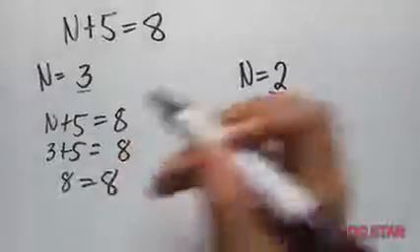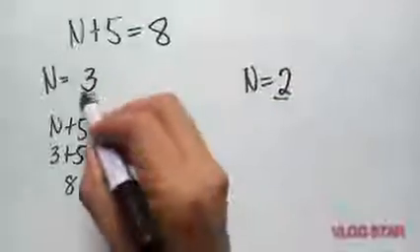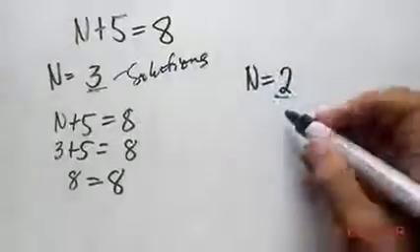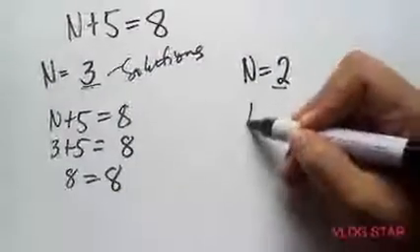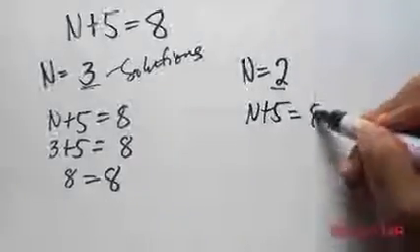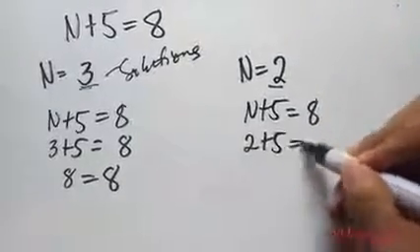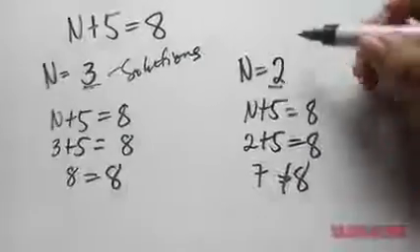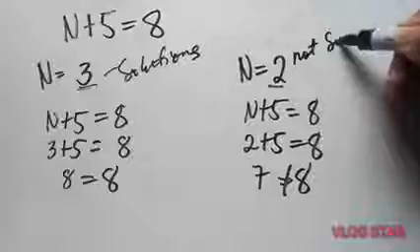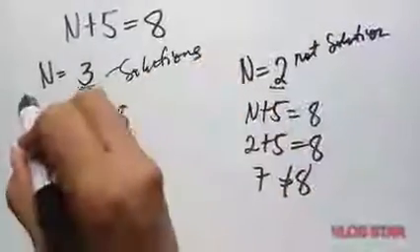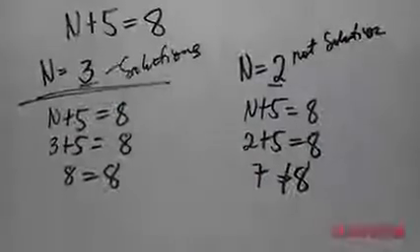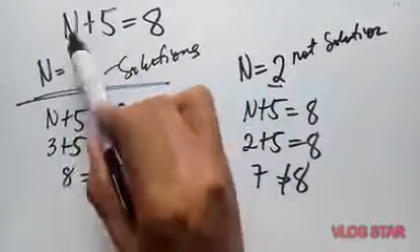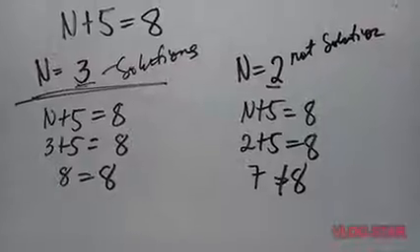8 is equal to 8. It means that 3 is a solution. Next, let's try 2. n plus 5 is equal to 8. 2 plus 5 is equal to 8? 7 is not equal to 8. It means that 2 is not a solution. So, 3 is a solution, or 3 is the exact value of n, so that we can say that n plus 5 is equal to 8.